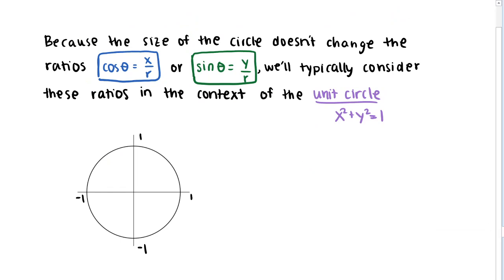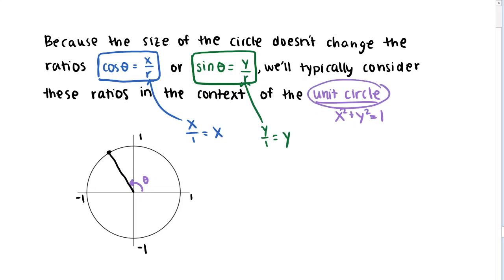if I have some point here corresponding to an angle of theta, and cosine is x over r, well, this is just x over 1, which is just x in this case, right? And sine of theta is y over r, it's just y over 1, which is just y in this case, only when we're dealing with this unit circle. Right? And so what we're saying here is that on the unit circle, the x-coordinate is the same as cosine of theta. And the y-coordinate is the same as sine of theta.